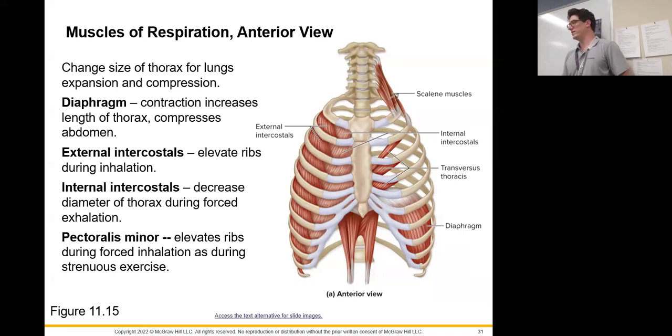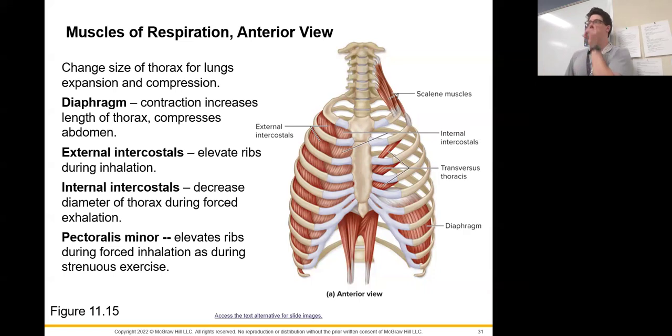Now, during quiet breathing, that just kind of normal, us sitting here relaxed and stuff like that, that is also going to be our external intercostals. Okay, so inter means between. So the reason that the roads that go between states are called interstates is because they go between states. Okay, so if you see inter as kind of your prefix, this just simply means between.